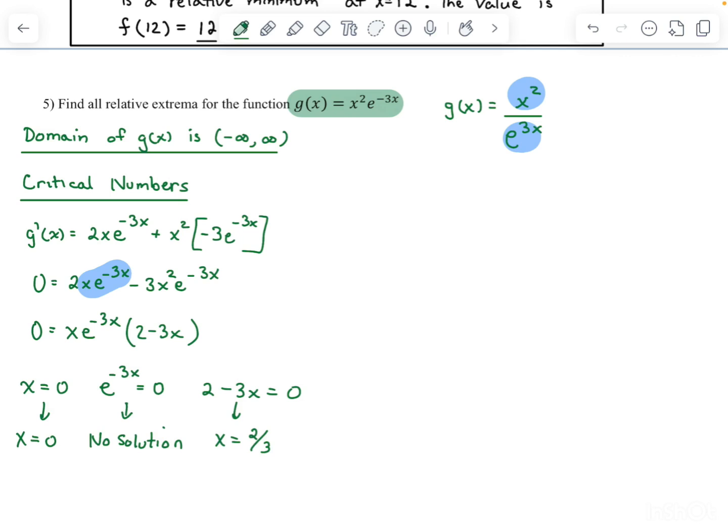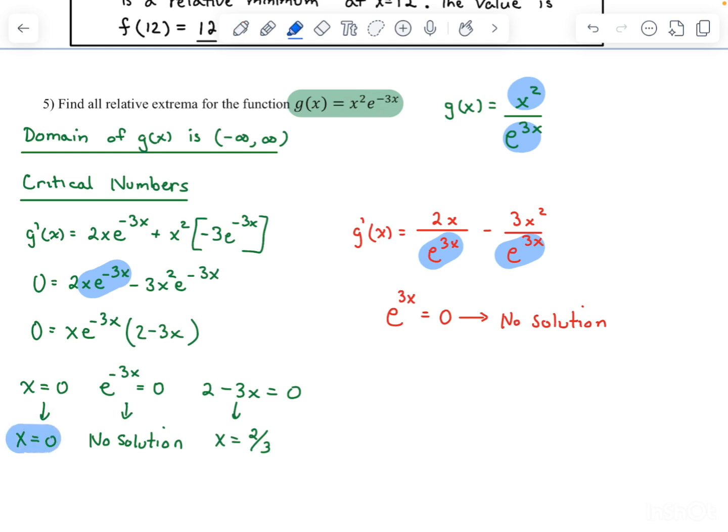Now to determine where the derivative is undefined. The derivative can be rewritten like this. The denominator for both terms is e raised to the 3x power. If e raised to the 3x power is equal to 0, then the derivative will be undefined. However, there is no solution to this equation. This means that the derivative will be defined for all values of x, and the only two critical numbers are x is equal to 0 and x is equal to 2/3.